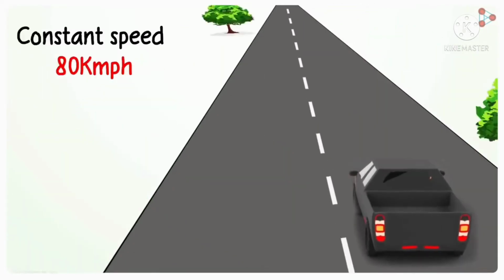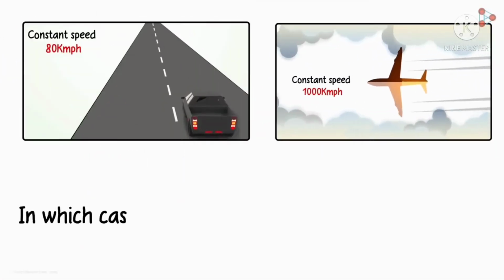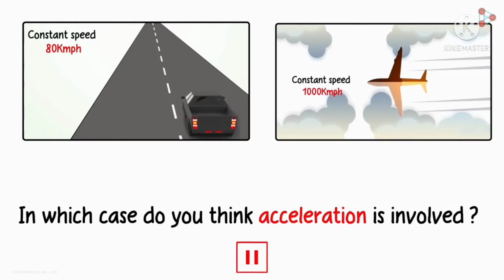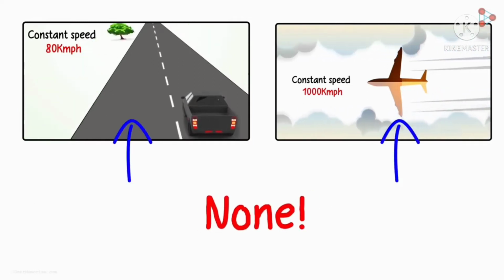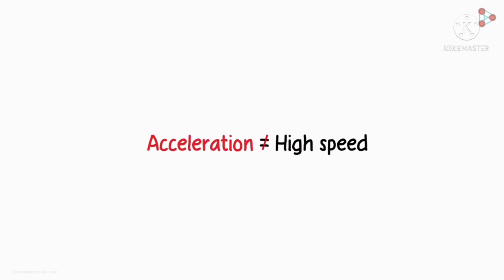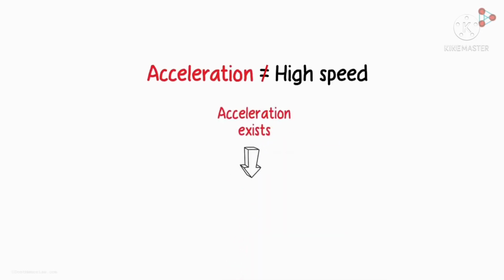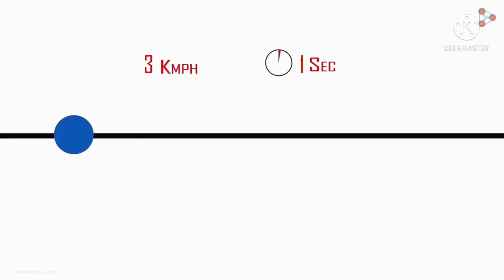Now my dear children, see in the first example I am showing you, a car is moving at a constant speed, that is 80 km per hour. In the second, a plane is moving at a constant speed of 1000 km per hour. In which case do you think acceleration is involved? The answer is none, because they are moving with a constant speed, that is, no change in the velocity regarding direction or speed. Many people think that acceleration means high speed, but it is actually wrong. Acceleration exists only when there is a change in velocity. What is velocity? Both speed and direction. Speed in a particular direction is nothing but velocity.